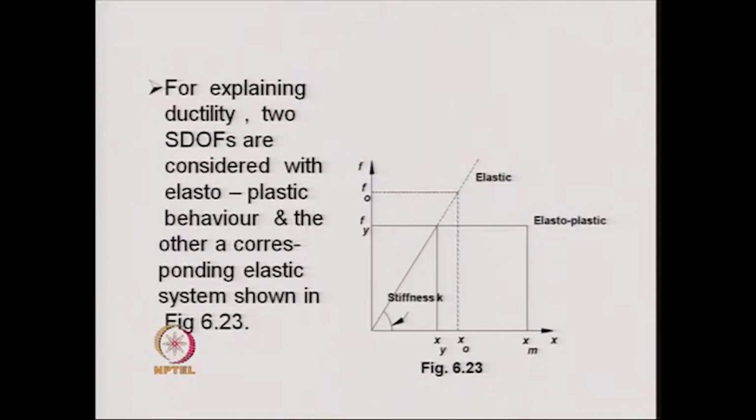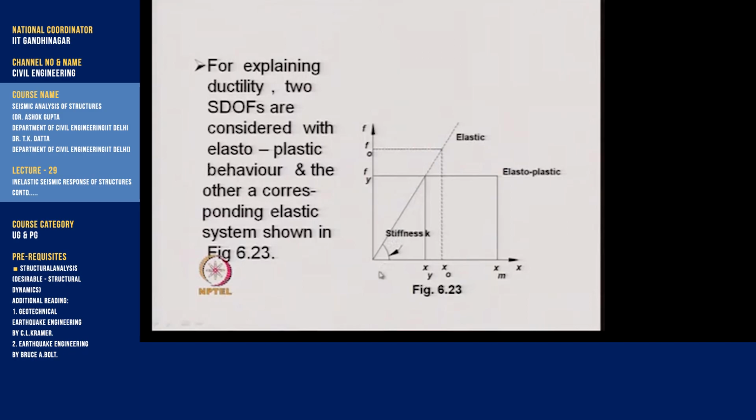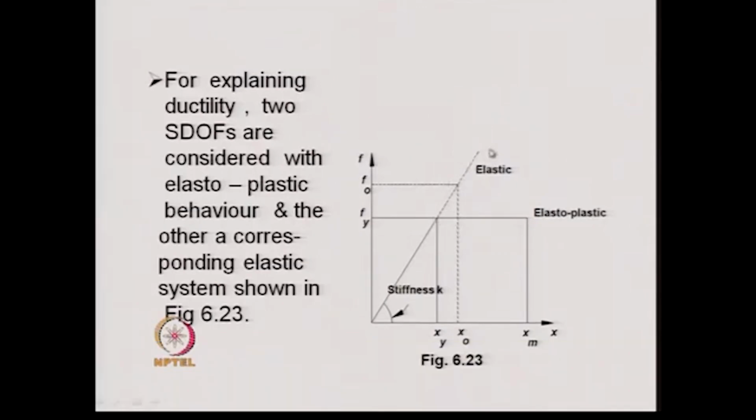For explaining the concept of ductility and understanding the effect of ductility on the structure, we consider two single degree of freedom systems. One is an elastoplastic system, the other is a corresponding elastic system. That is shown in this figure. So, this is one system, the elastoplastic system. The corresponding elastic system is this one. That means in the elastic range, both of them have the same stiffness, but for the elastoplastic system, after the yield force, the system moves on this horizontal line, whereas in the elastic system it continues to move on this same inclined line representing the stiffness of the system.